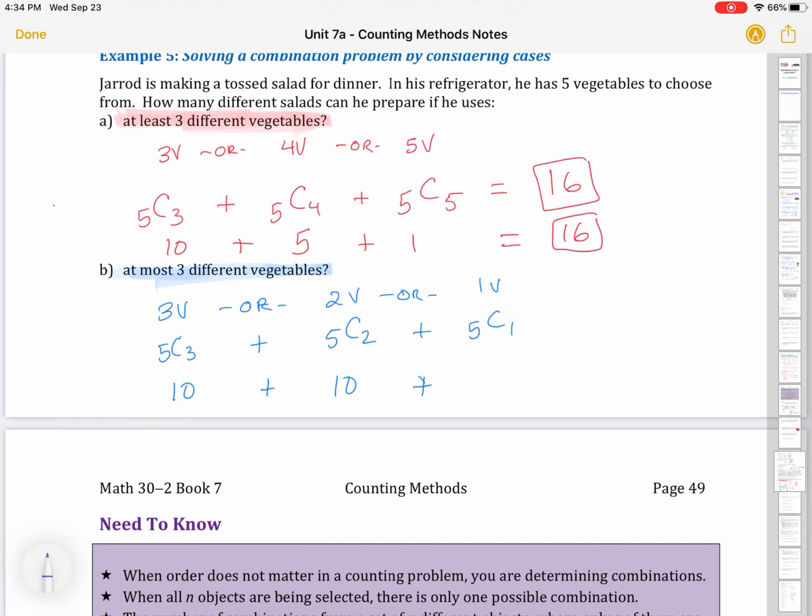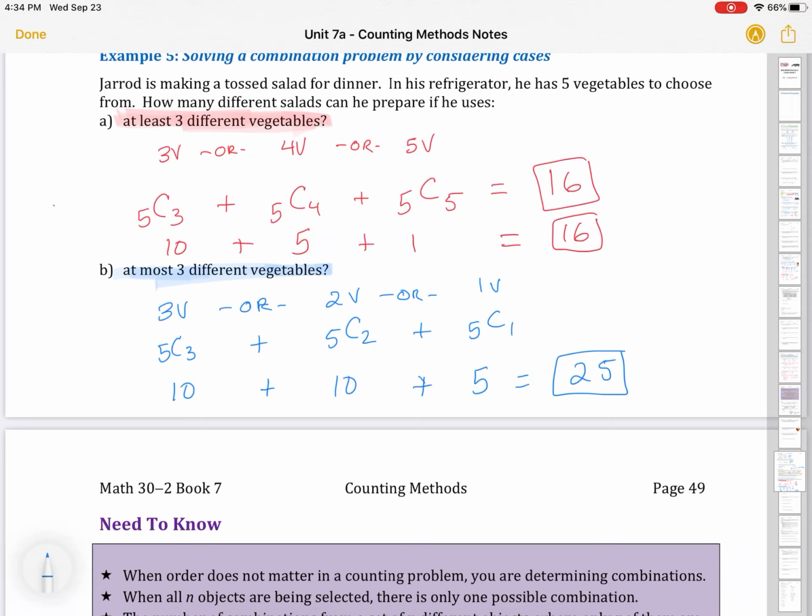5 choose 2, let's figure that one out. It's equal to 10. And 5 choose 1 is equal to 5. So he has 25 options. Okay? So it's important to figure that out.